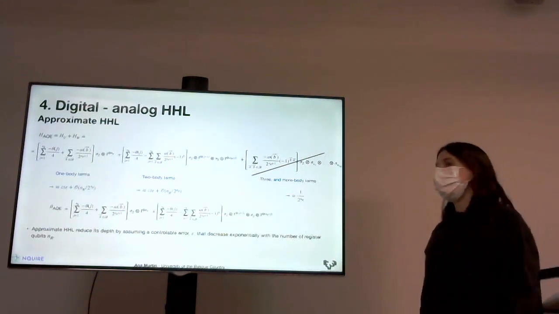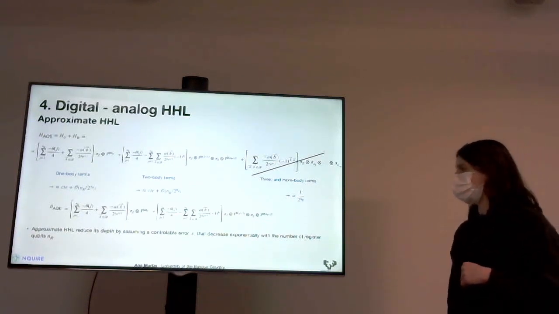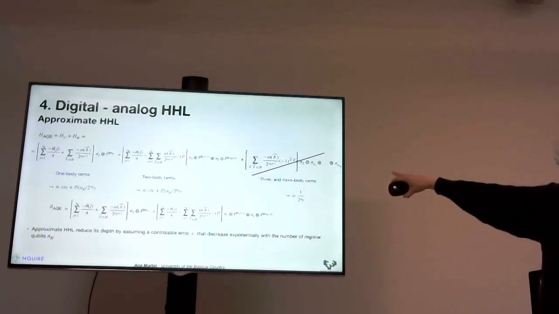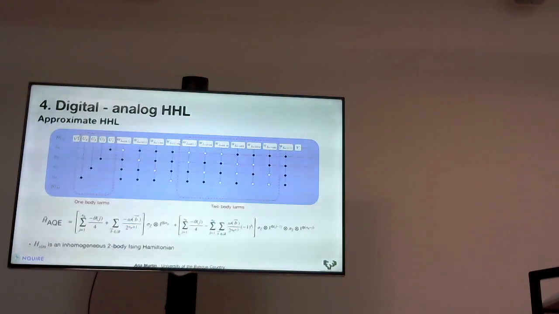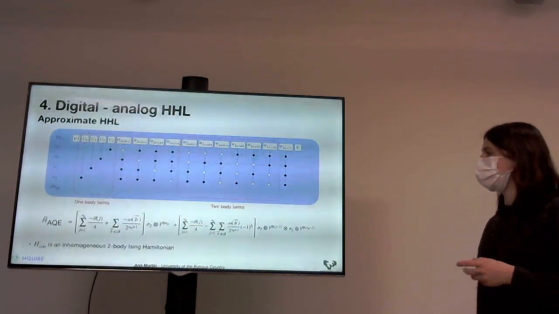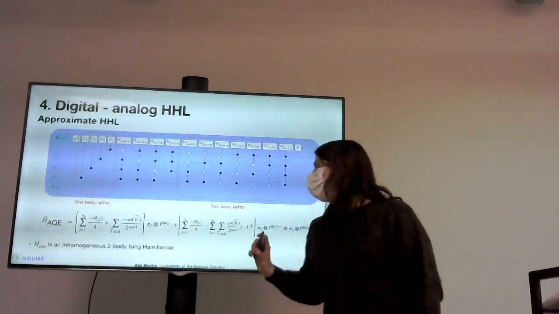And the last part of this Hamiltonian, the 3 and more body terms, decrease exponentially with the number of register qubits. So this gives us the idea that we can apply an approximate version of the HHL by getting rid of those terms and assuming a controllable error, that we are going to call epsilon, which decreases exponentially with the number of register qubits. So in the end, instead of having an exponential amount of multi-qubit gates, we are only focusing on the gates that represent the 1 and the 2 body term interactions.